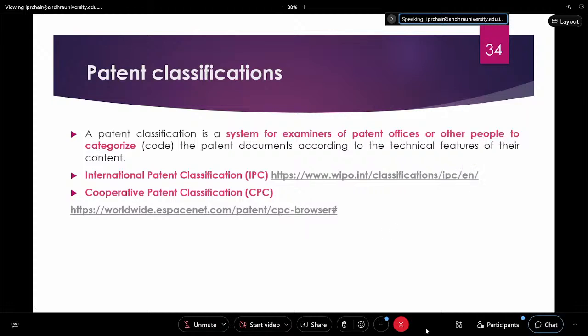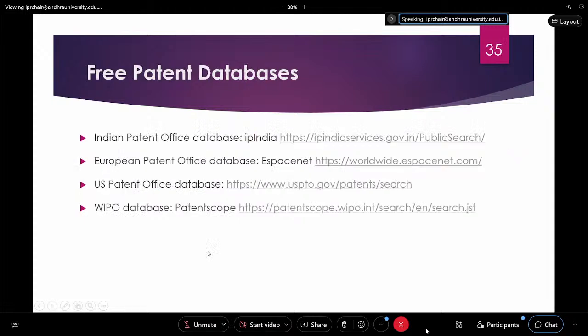The International Patent Classification is developed by WIPO, so you can just click on it and see the classifications. And the Cooperative Patent Classification is jointly developed by the USPTO and the European Patent Office. There is not much difference, but some differences are there. If you are interested, you can go through and see that.